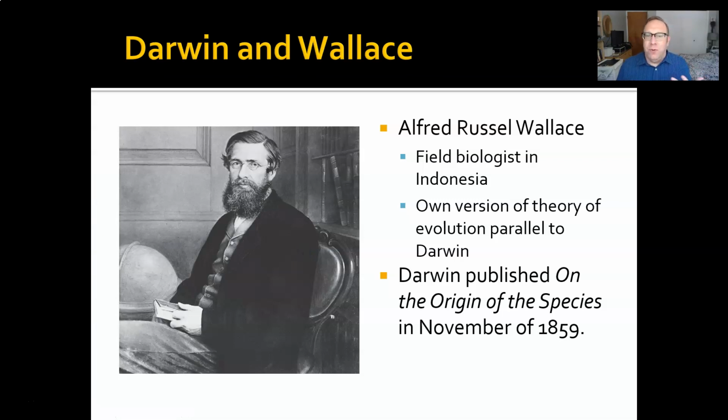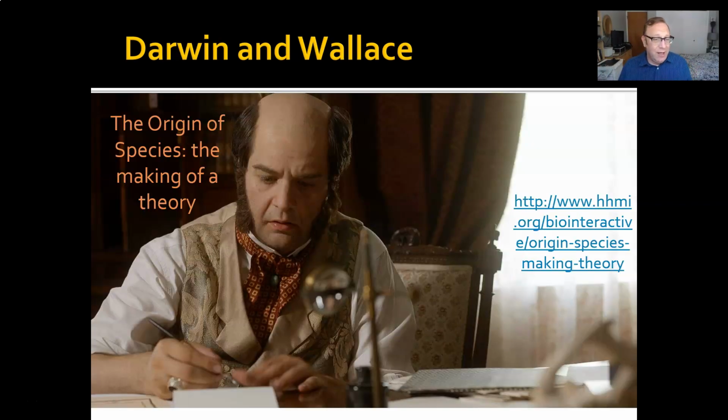So, who is Alfred Russel Wallace? Well, he was a field biologist in Indonesia. He came up with his own version of a theory of evolution parallel to Darwin's, okay? Darwin published On the Origin of Species in November of 1859. It was right before this that Wallace was interacting with Darwin and coming up with his own theory, and they were having discussions. It was really neat.